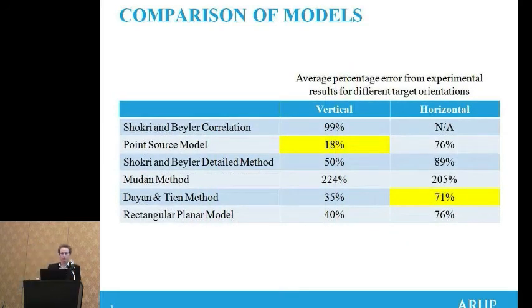This table summarises the average percentage error for different target orientations. First of all, we had the vertical heat flux gauges and then moved them to the horizontal position as well. The point source model was the most accurate for vertical targets at 18% percentage error on average, and for horizontal targets, none of the models performed particularly well, but the Dayan and Tian model was the best there. The simple correlation simply wasn't able to distinguish between vertical and horizontal targets, so I've left that result out.